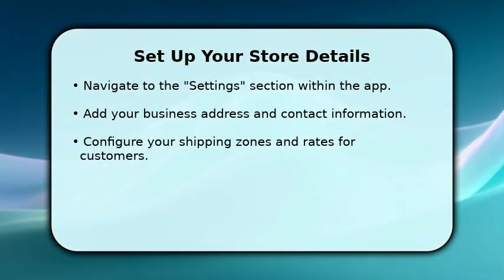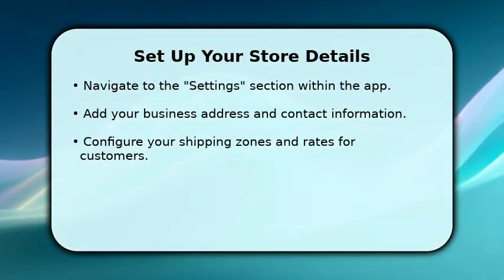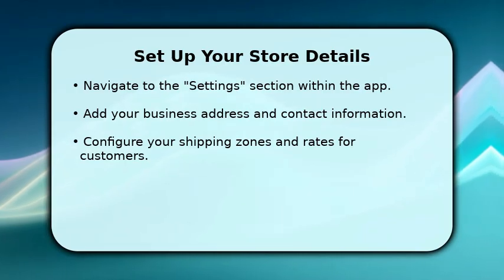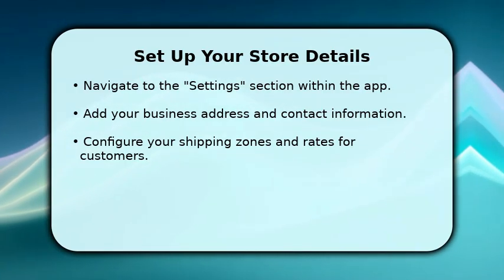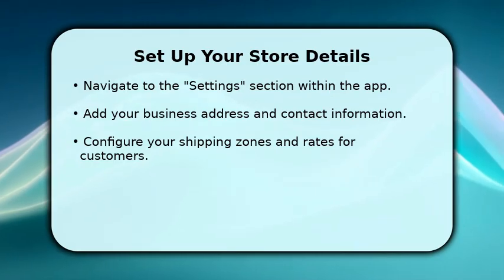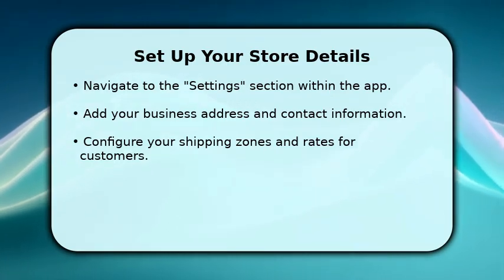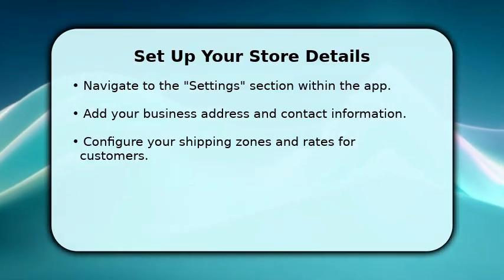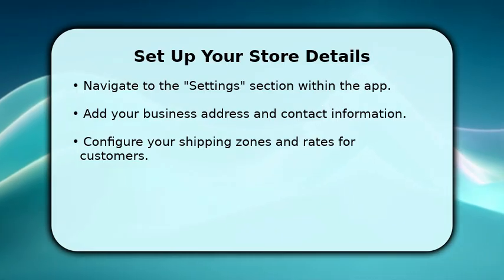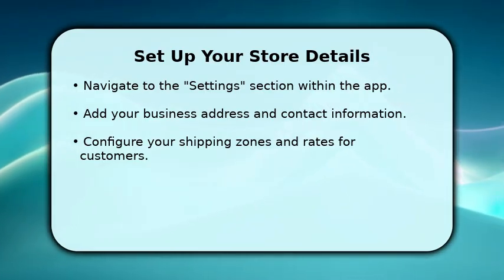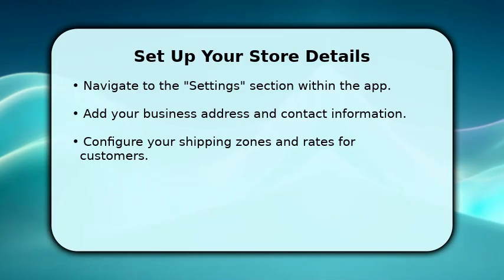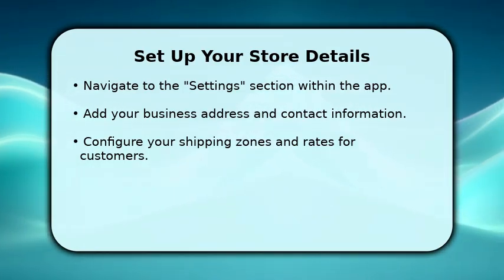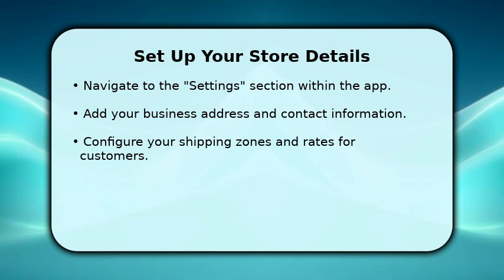Now that your basic account is set up, let's refine your store's details. Head over to the Settings section within the app. Here, you can input your full business address and contact information, ensuring customers can reach you. Next, it's crucial to configure your shipping zones and rates. You can offer free shipping or set specific prices for different regions. Finally, integrate your payment providers, like Shopify payments, to securely accept credit card payments from your customers. This step is vital for processing orders.